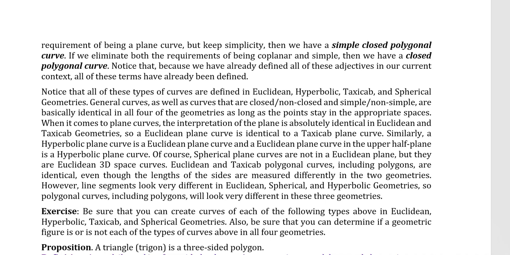Euclidean and taxicab polygonal curves, including polygons, are identical, even though the lengths of the sides are measured differently in the two geometries. However, line segments look very different in Euclidean, spherical, and hyperbolic geometries, so polygonal curves, including polygons, will look very different in these three geometries. So the next thing is be sure that you can create curves of each of the following types above in Euclidean, hyperbolic, taxicab, and spherical geometries, and also be sure that you can determine if a geometric figure is or is not each of the types of curves above in all four geometries.